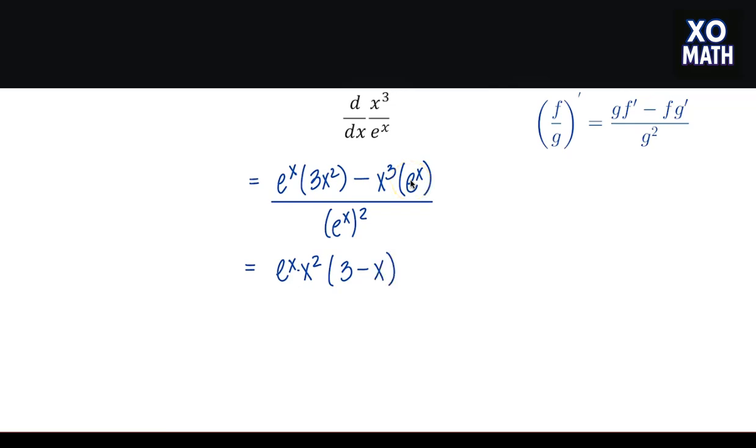And then all over, well, e to the x squared is 2 copies of e to the x, so I'm going to write that as e to the x times e to the x, just so that I can clearly see that in the numerator and denominator, I have an e to the x that is a factor in both, which is why I'm allowed to cancel, because e to the x over e to the x is just a 1. So what I have left is x squared times the quantity 3 minus x, all over e to the x.